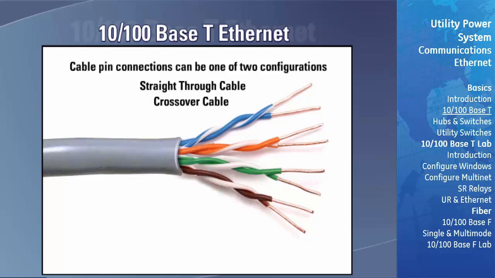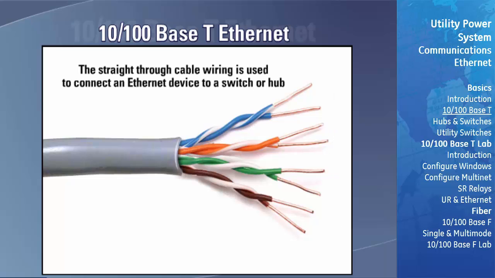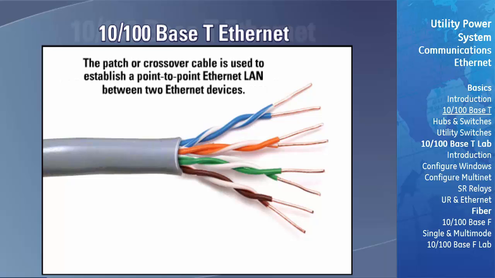As per standard, each of the wires within the cable has the following color code regardless of whether the cable is straight-through or crossover. For wire pair 1, one wire is white with blue bands, while the other wire is blue. For wire pair 2, one wire is white with orange bands, while the other wire is orange. For wire pair 3, one wire is white with green bands, while the other wire is green. And for wire pair 4, one wire is white with brown bands, while the other wire is brown. The straight-through cable wiring is used to connect an Ethernet device to a switch or hub. The patch or crossover cable is used to establish a point-to-point Ethernet LAN between 2 Ethernet devices.